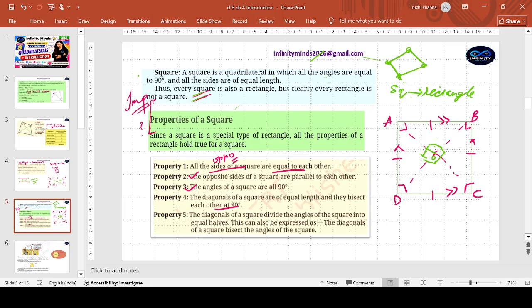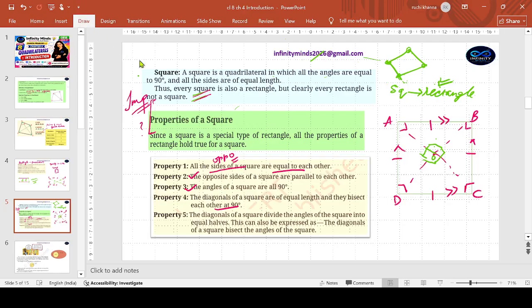You will check, are the opposite sides equal? It can be a square or a rectangle. But if you check opposite sides are equal, it is a rectangle. It may be a square also, but for sure it will be a rectangle. Okay. Square is a special type of a rectangle. All properties of a rectangle hold for a square.